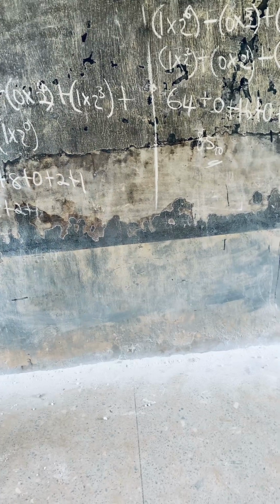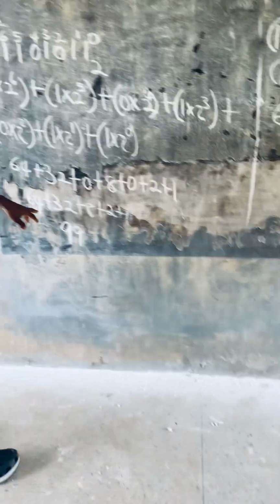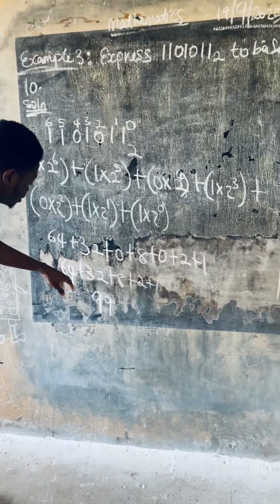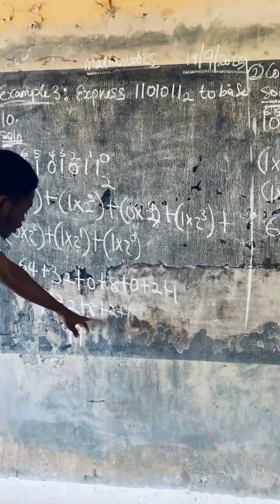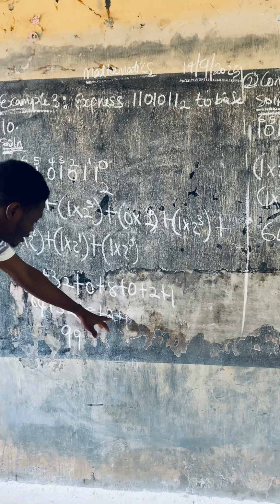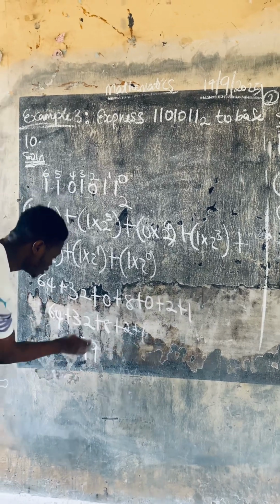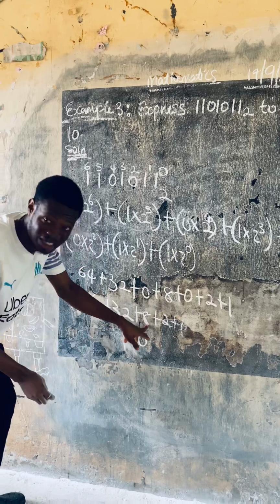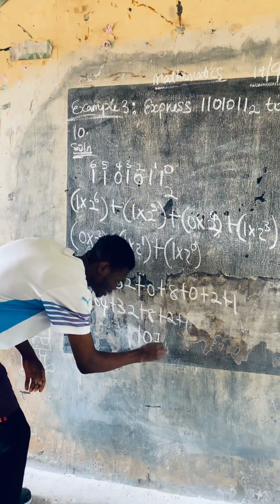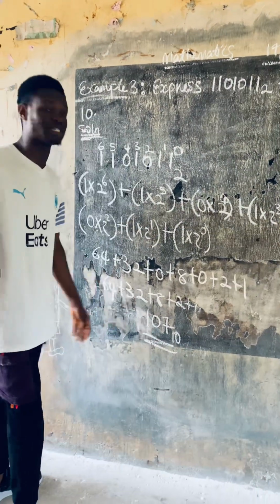We've not had this one. Wait, this one is what? 96, right? Yes. 96 plus 8 will give us 104, right? Yes. Plus 3, which is 107. Yes. Okay, you are telling me 99. I thought you added this one. 107, right? Yes. So this is our answer.